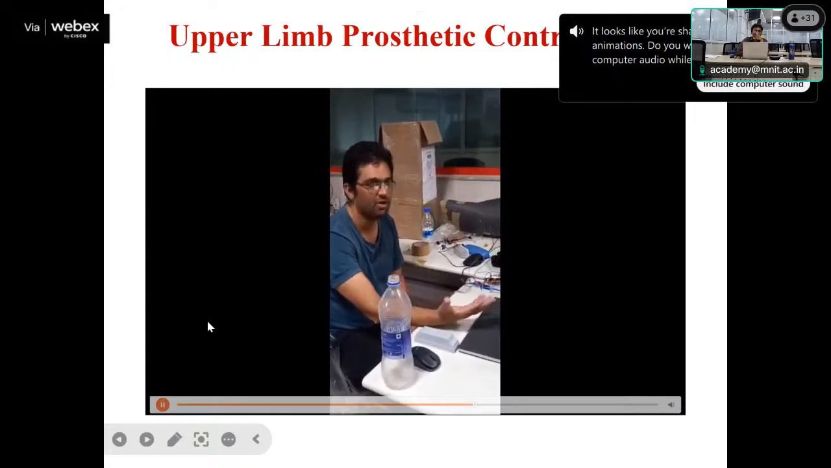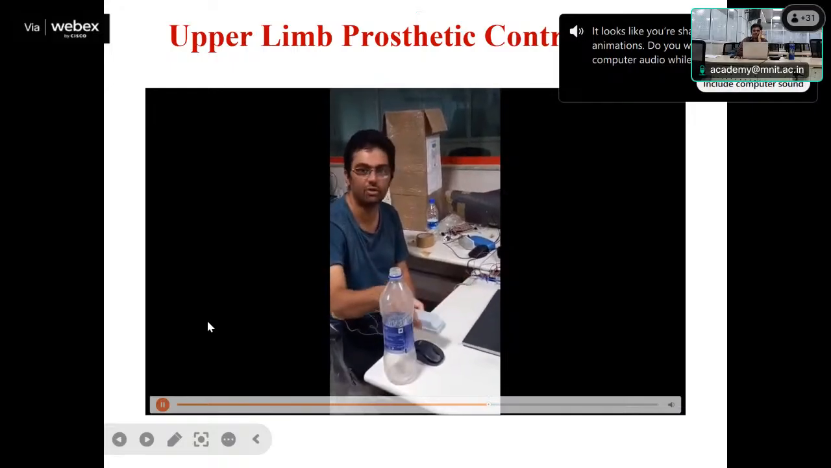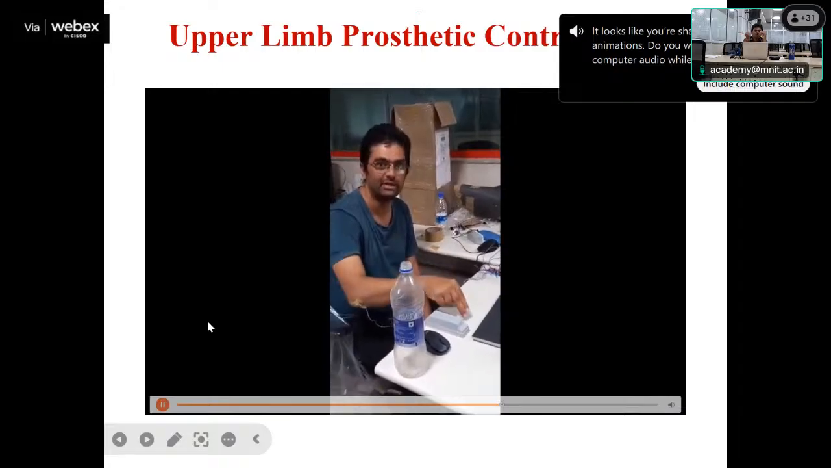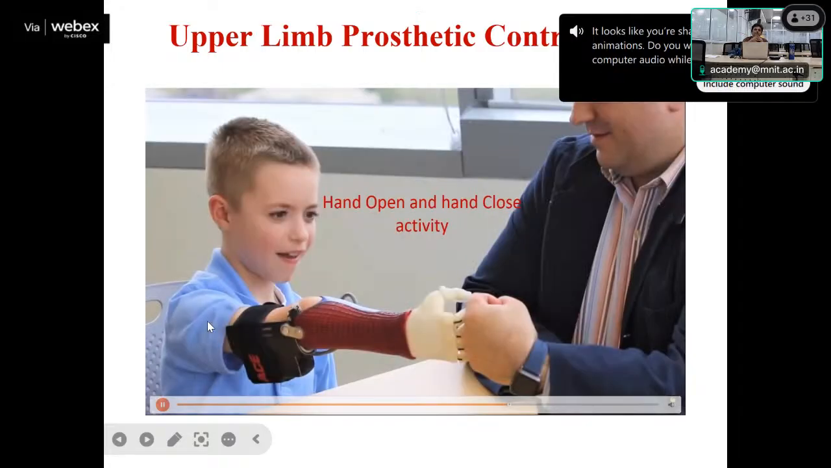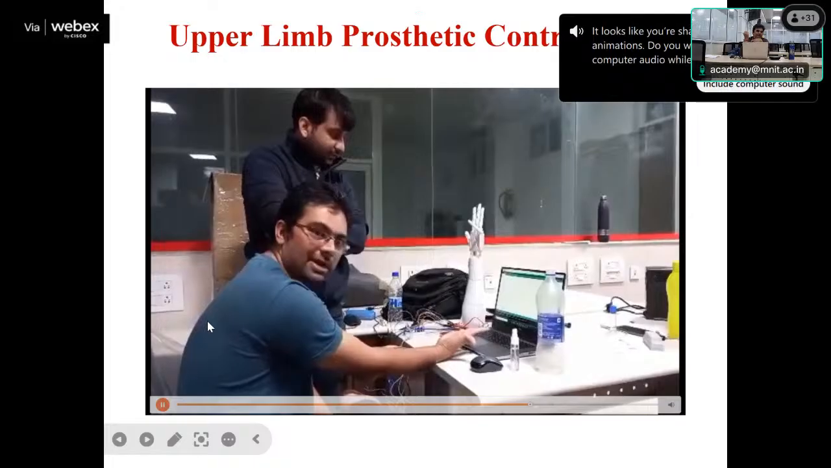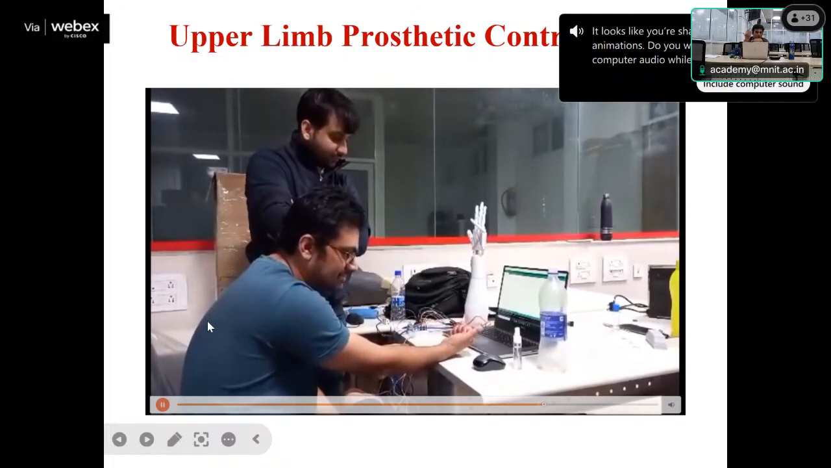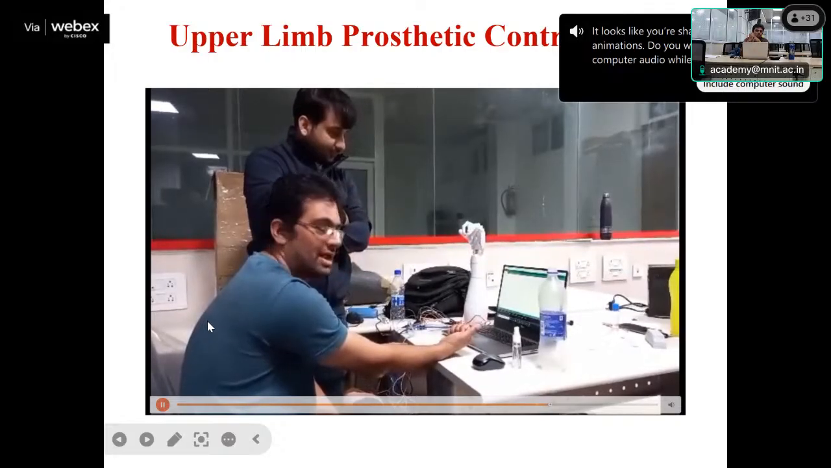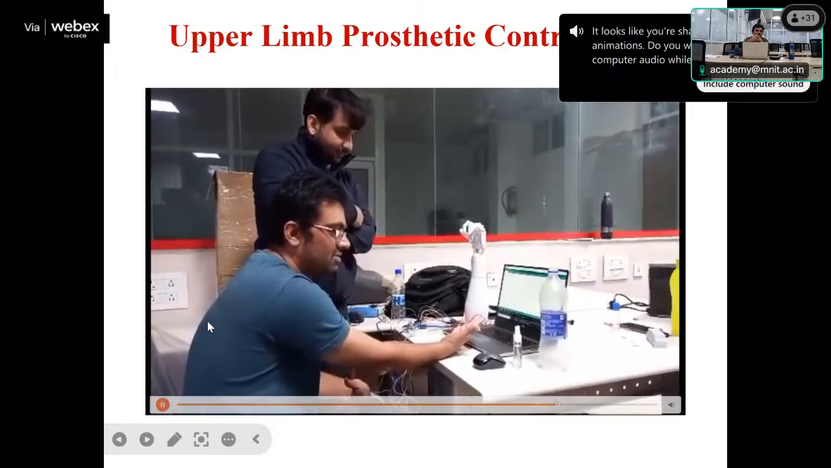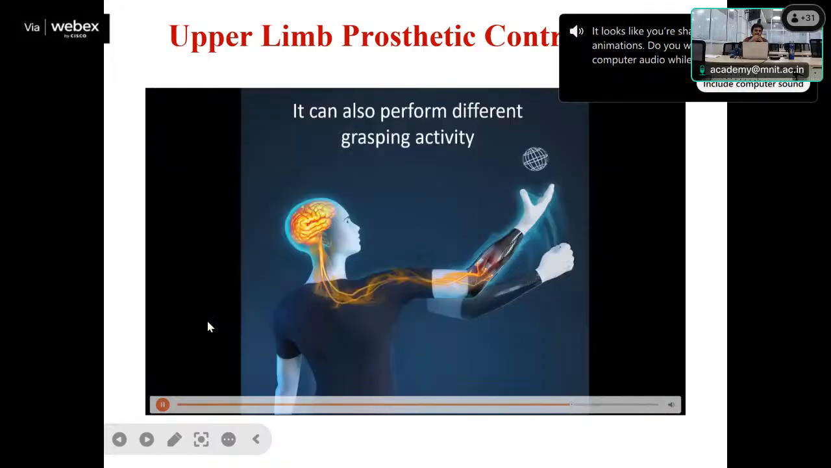Here we have identified a few activities of daily life: hand open, hand close, and grasping of a simple bottle. Now observe my hand and the robotic arm. I am opening my hand, and you can see the white robotic arm opening its hand. I am closing my hand, and the robotic arm is closing its hand. Again I am opening my hand, so the robotic arm is again opening the hand.